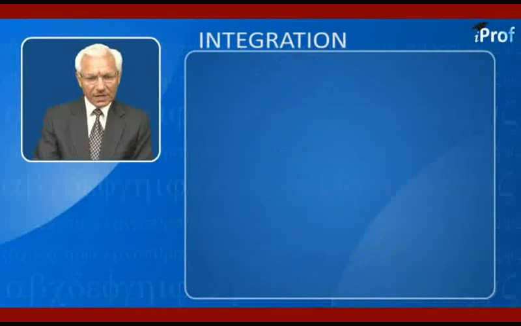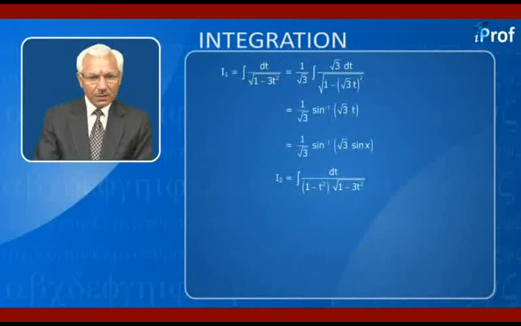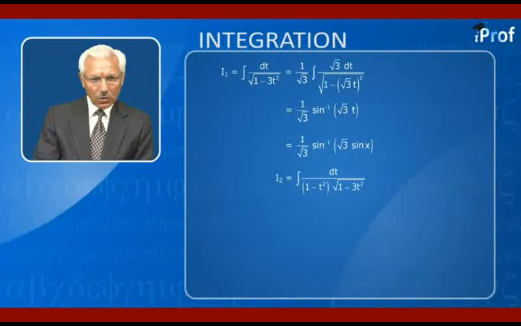We now operate I1 and I2 separately. For I1 we have I1 equal to the integral of dt upon square root of (1 minus 3t square), which can be written as 1 by root 3 times the integral of root 3 dt upon square root of (1 minus (root 3 t) square). Therefore it becomes 1 upon root 3 into sine inverse of root 3 t, which can be written as 1 upon root 3 times sine inverse of root 3 times sin x.